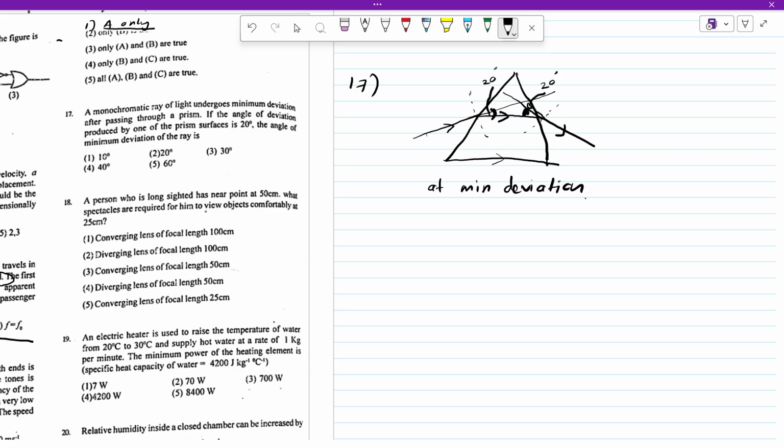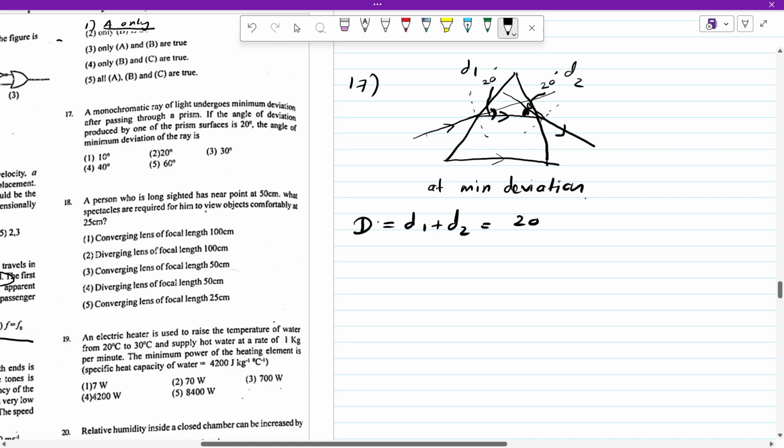So if we say this deviation is d1 and this deviation is d2, the total deviation, let's represent it in capital D, is d1 plus d2. That means 20 degrees plus 20 degrees, the total deviation is 40 degrees.